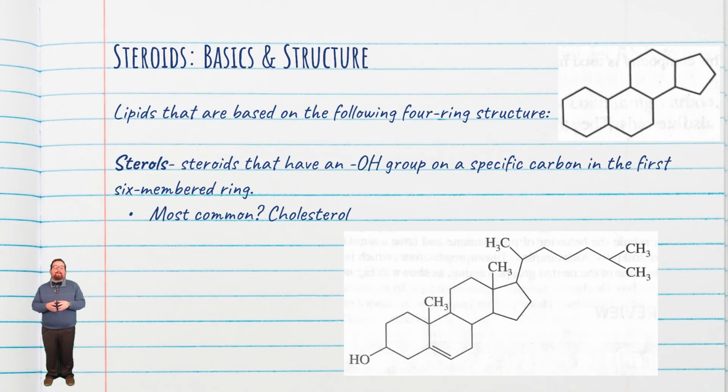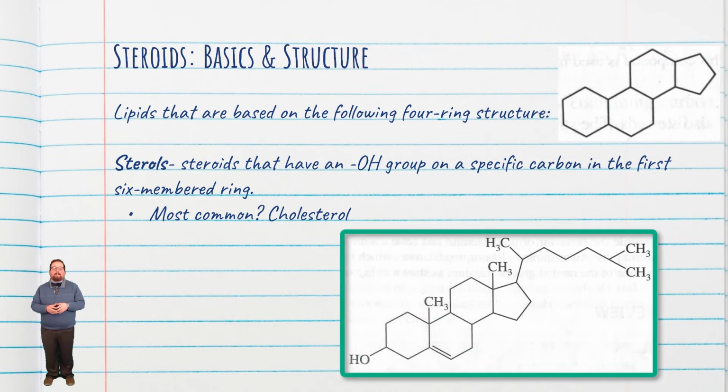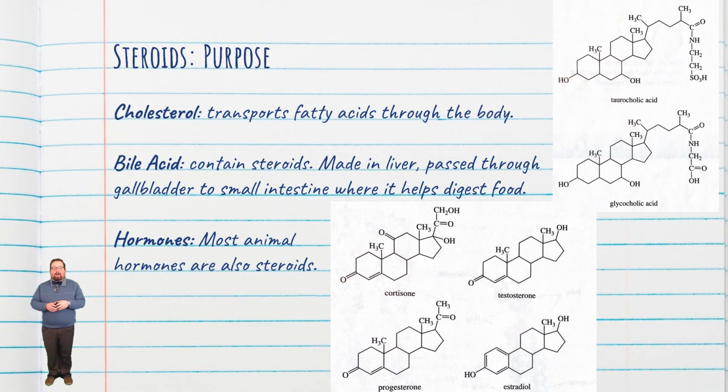Our last group of lipids are steroids. All steroids have the same basic 4-ring structure pictured here. There are 3 6-membered rings and 1 5-membered ring. There are a number of different types of steroids, but a really important one are the sterols. Sterols have an OH group on a specific carbon in that first 6-membered carbon ring. The most common sterol is cholesterol. Cholesterol's purpose is to transport fatty acids through the body.